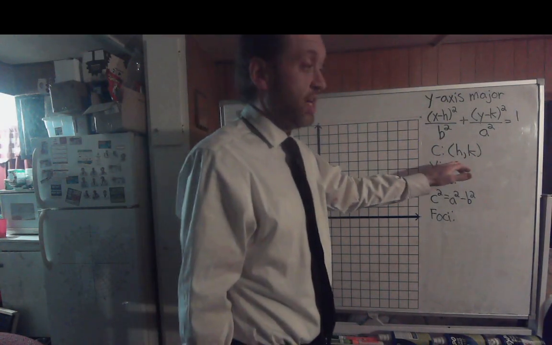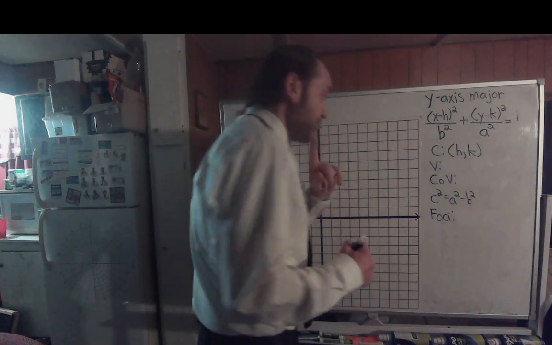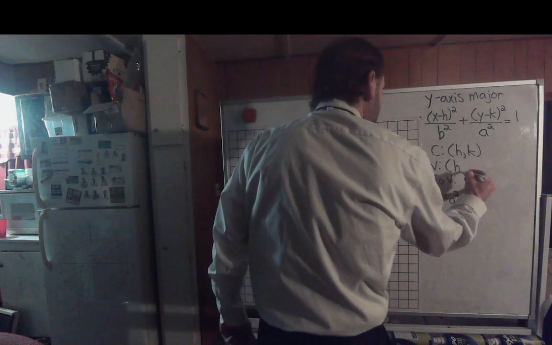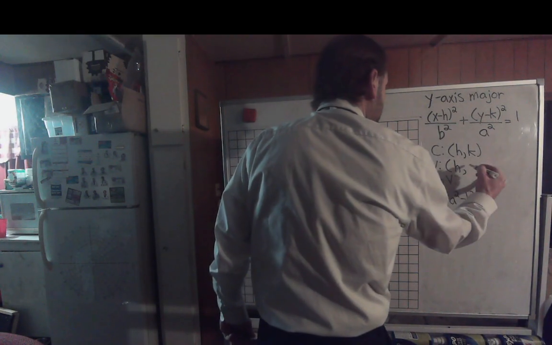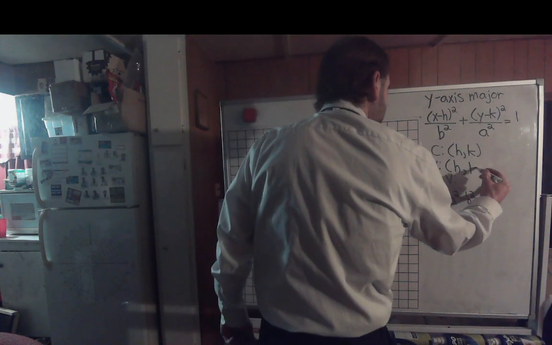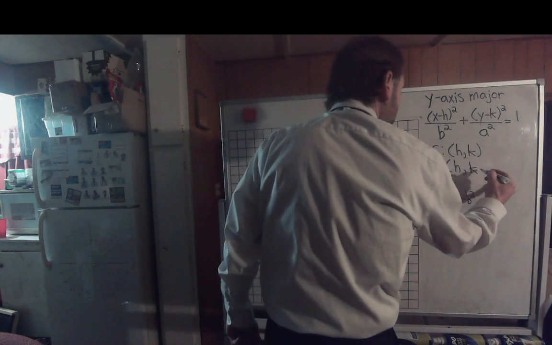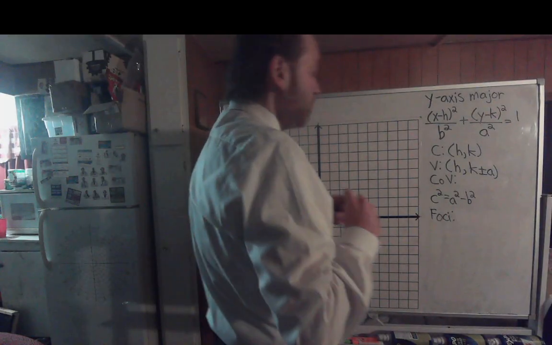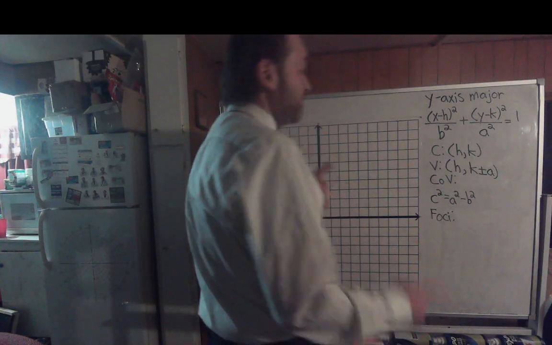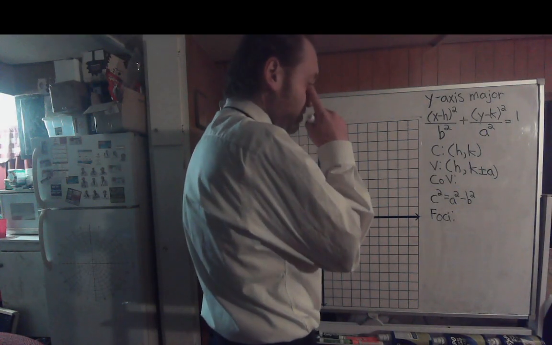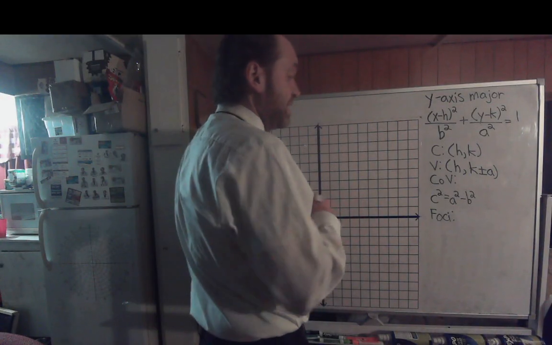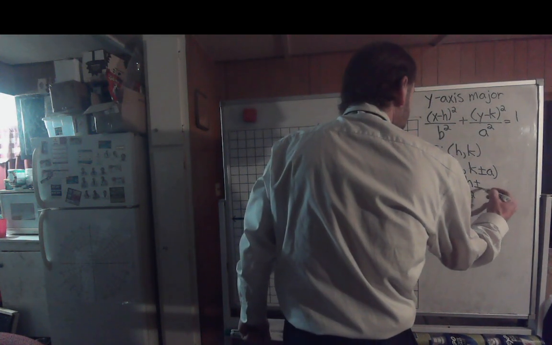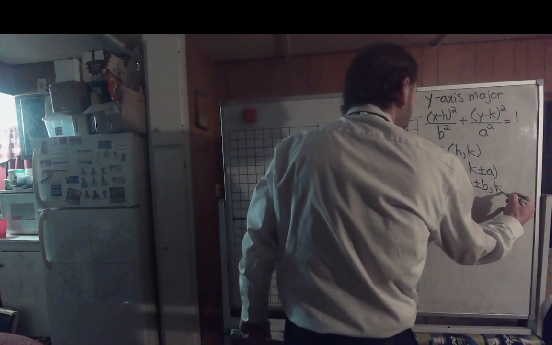The center hasn't changed, it's still (h, k), but for your vertices, if y is the major axis, this time you'll have your x-coordinate at h, but you'll take plus and minus a and add it to k. So your vertices will be at h, then k plus and minus a, to denote that the y-axis is the major axis. Now for the co-vertices, that deals with your minor axis. This time the x-axis is the minor axis. So your co-vertices would be h plus and minus b, then k.